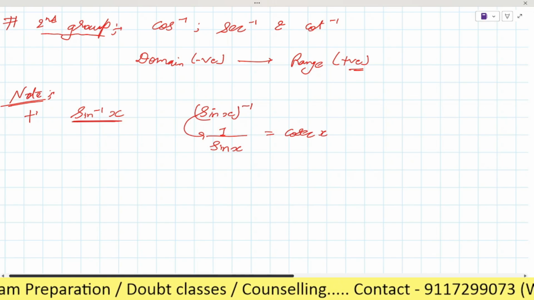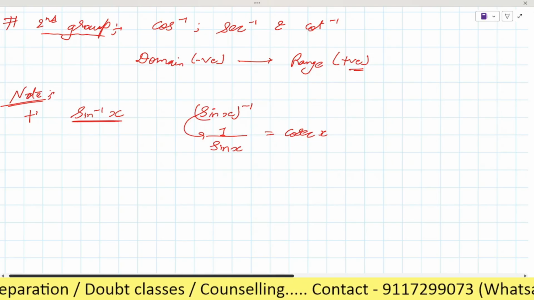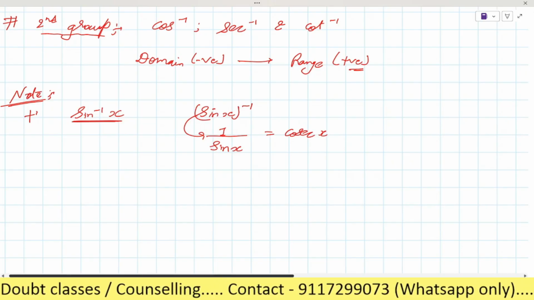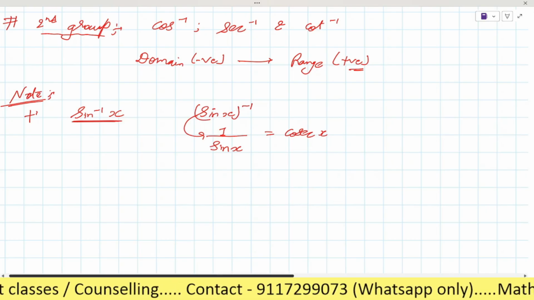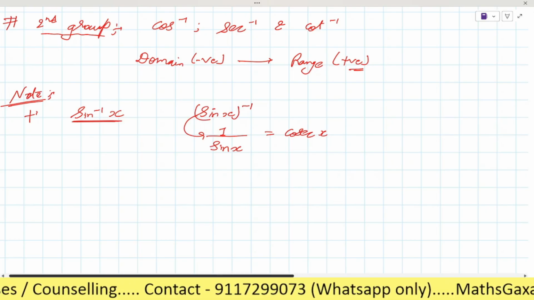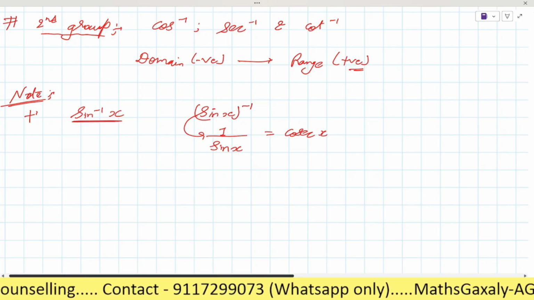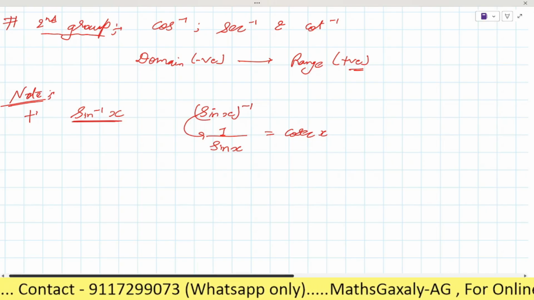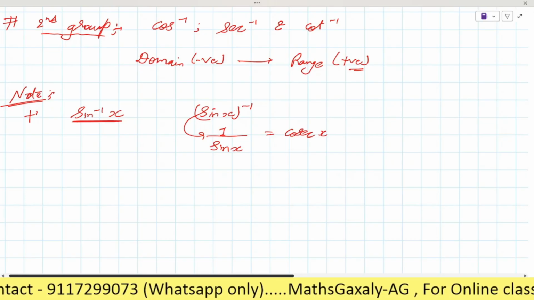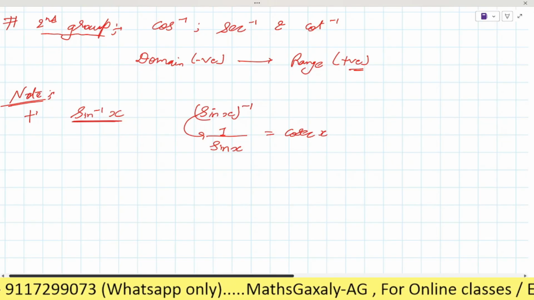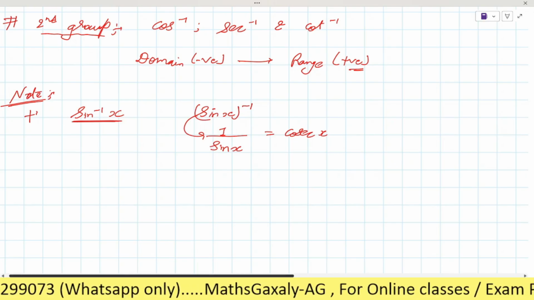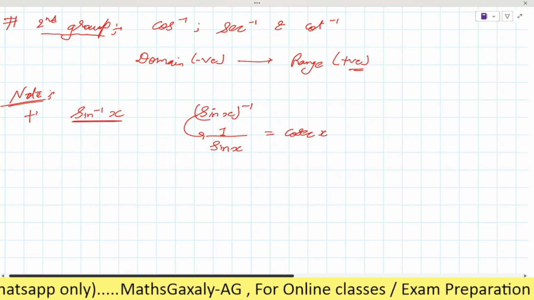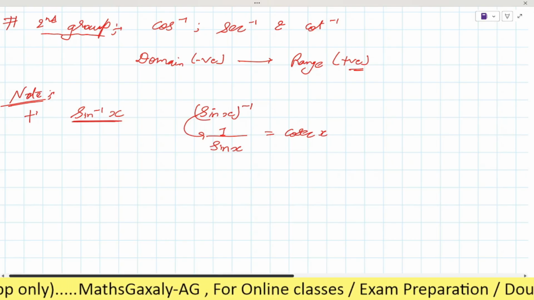The second point is that whenever no branch of an inverse trigonometric function is mentioned, we mean the principal valued branch of that function. Is it clear? And the third point is that the value of an inverse trigonometric function which lies in the range of the principal branch will be known as the principal value of that inverse trigonometric function.